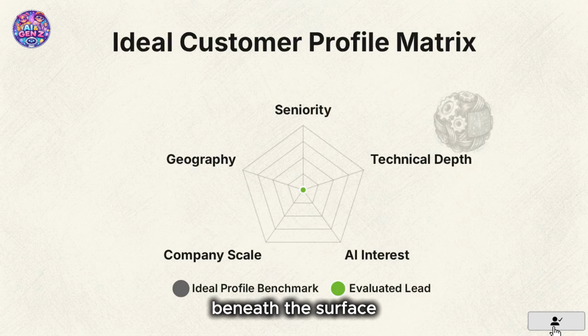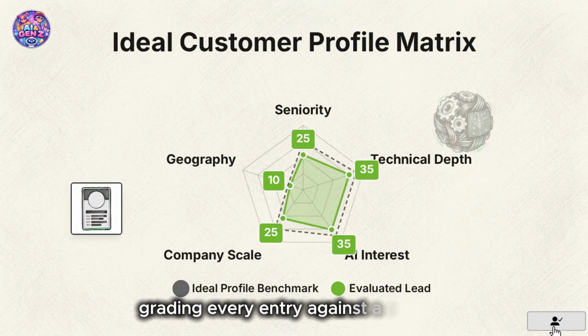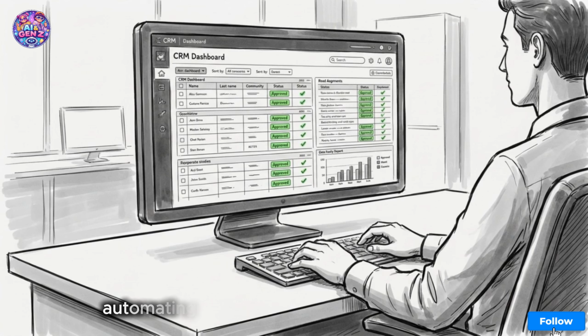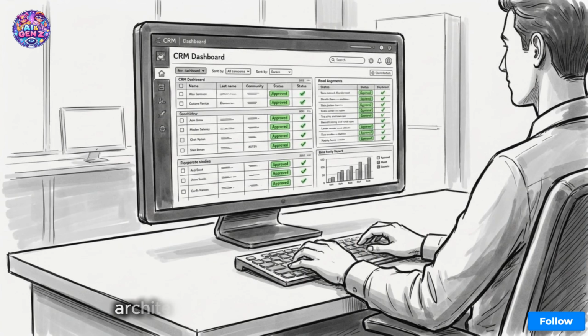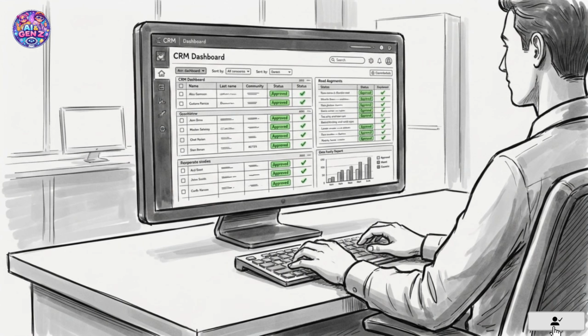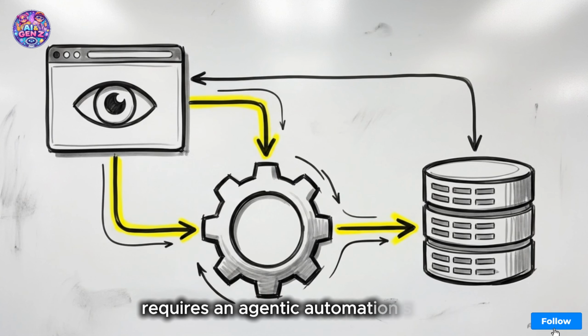Beneath the surface, the language model is algorithmically grading every entry against a specific ideal customer profile matrix. Automating the qualitative evaluation of a lead shifts a RevOps architect's daily output from gathering data to pure execution. Building this level of autonomy requires an agentic automation stack.